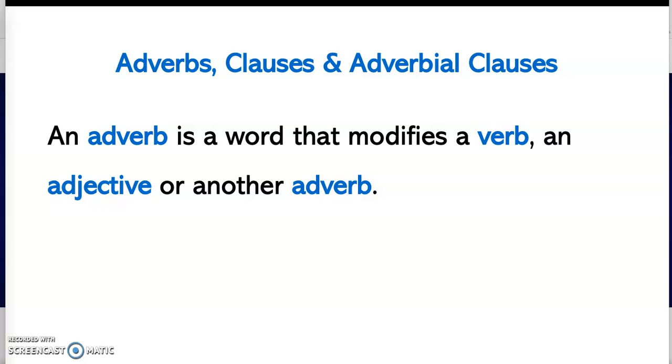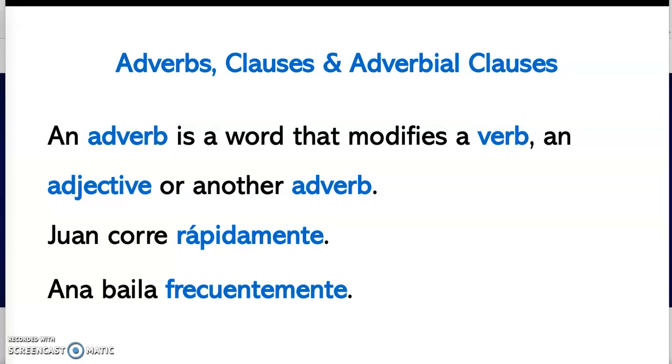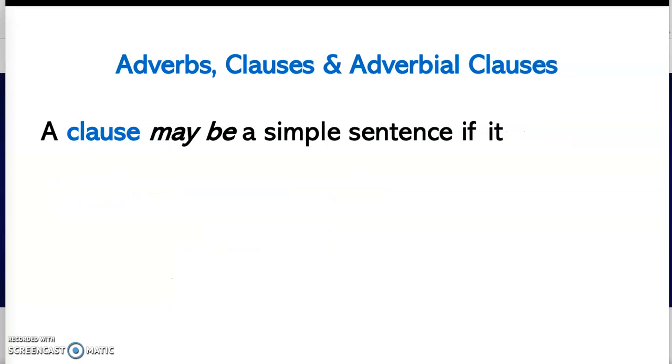What are they? An adverb is a word that modifies a verb, an adjective, or another adverb. We're going to focus on adverbs modifying verbs. Juan corre rápidamente. Rapidly is describing how Juan runs. Ana baila frecuentemente. Frequently describes how often Ana dances.